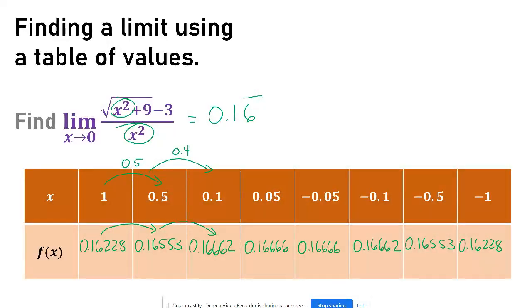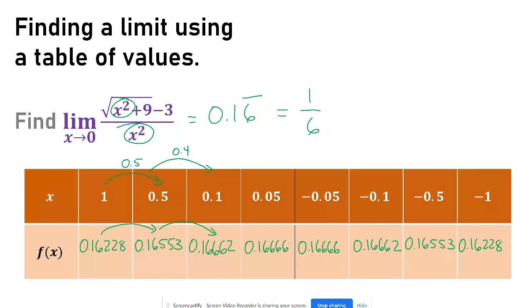And if you weren't certain on that, you could plug in 0.01 and see if it gets even closer to that value. So this is not a perfect system. It is just plugging in values and seeing what's happening, but it gives us a pretty good idea of what the limit is and where the function is going as x gets closer to a certain number. One last thing really quick, if you're good with repeating decimals, you may recognize this as 1/6. So that would be another way you could write that. So that's one way to do it with the table.